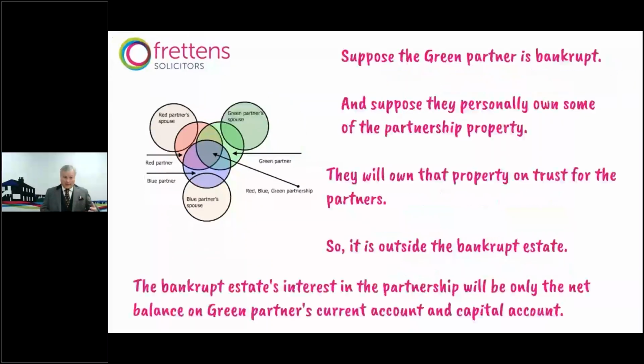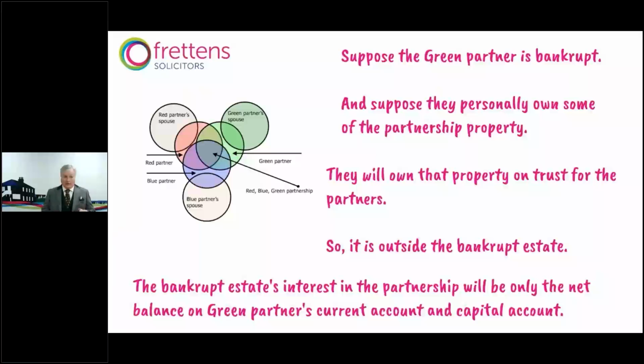And you'll remember the basic rule in bankruptcy, that the bankruptcy estate does not include any property that the bankrupt holds on behalf of anyone else. Now, because the partnership property, regardless of which of the partners owns it, is always held on trust for the partners in the partnership, that means that any partnership property that Green owns personally is going to be outside their own bankruptcy estate because they hold it on trust for themselves, for Red and Blue in the partnership.